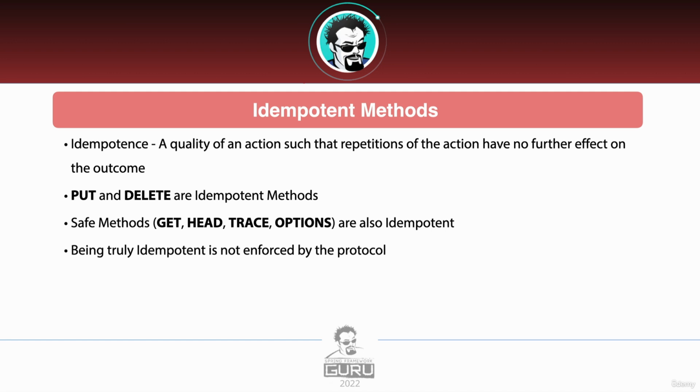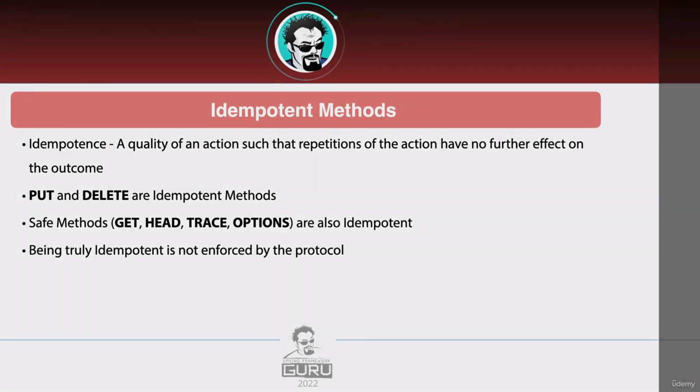Being truly idempotent is not enforced by the protocol. So that is something to be enforced by the people writing software. So these methods are considered that way. And by nature, you should be able to do this, but not guaranteed because you're relying on developers handling the request to actually make sure that it is idempotent.